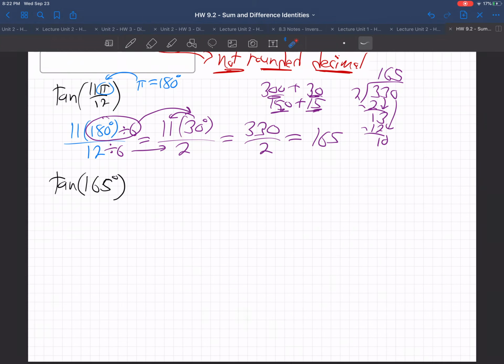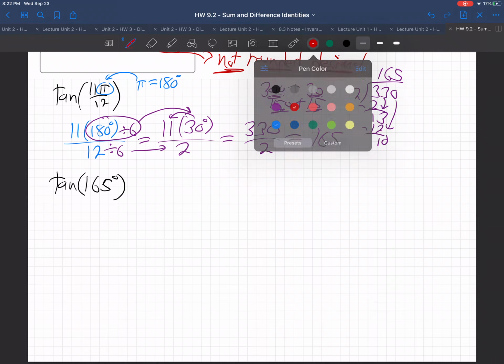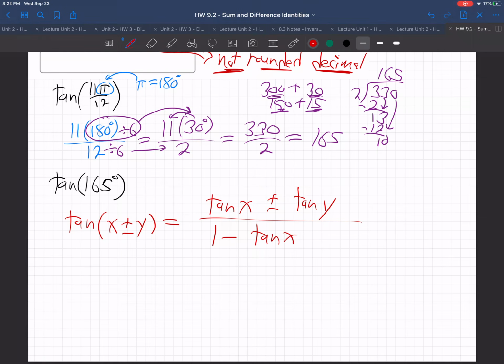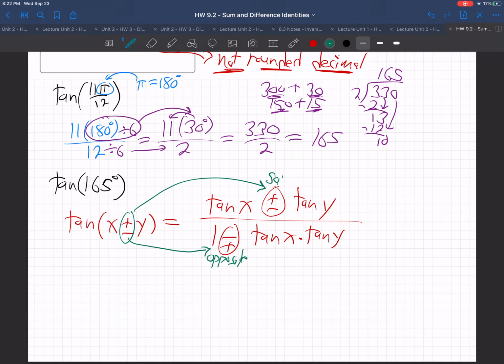So let's write it. In fact, let me just write it down here. Tangent of x plus or minus y is tangent of x plus or minus tangent of y, all over 1 minus or plus, that's upside down, notice, tangent x times tangent y. Again, notice this sign compared to that, it's opposite. And this compared to that is the same.